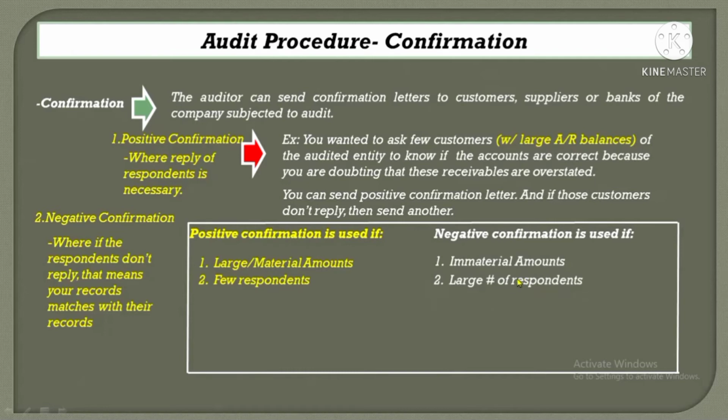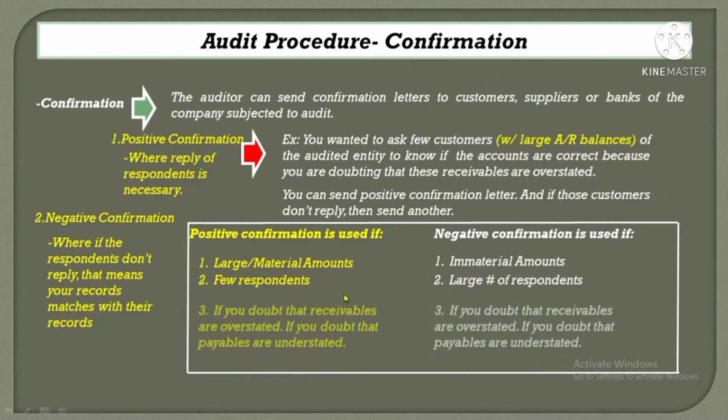Here's a nice question related to this. What if there are accounts that are large in amounts, and there are also accounts with immaterial amounts? So what will you do? Of course, you can send positive confirmation letters to respondents with material accounts and negative confirmation letters for those who have immaterial account balances. And we have number 3.